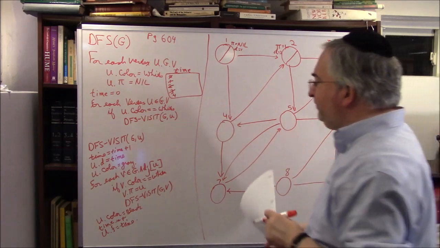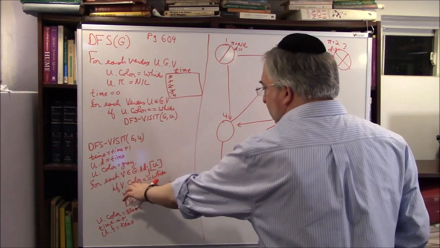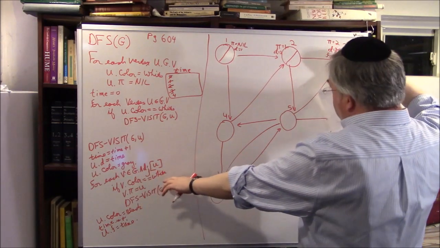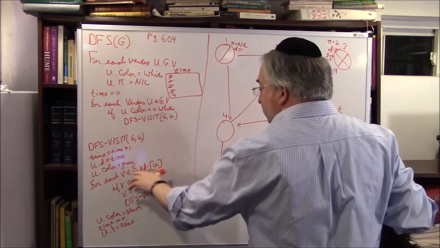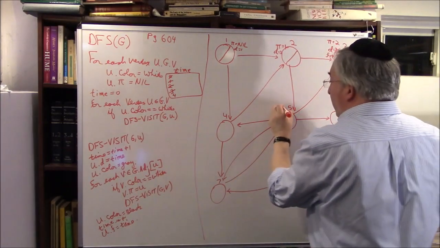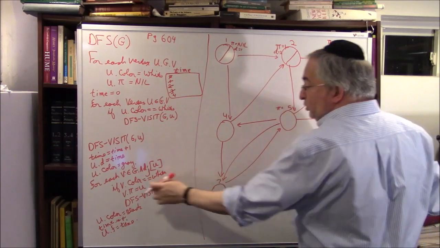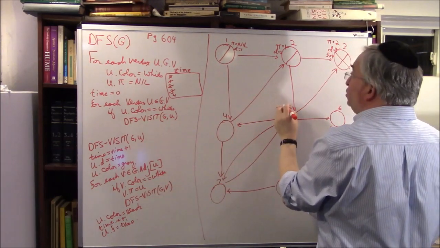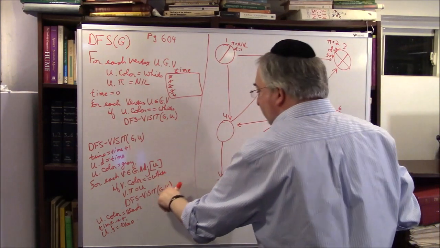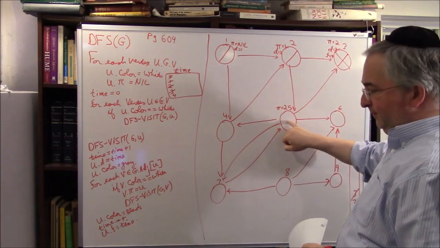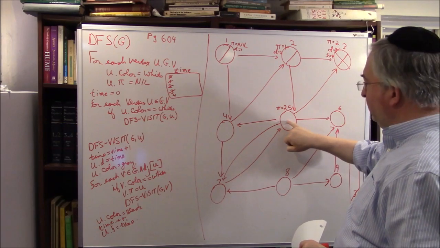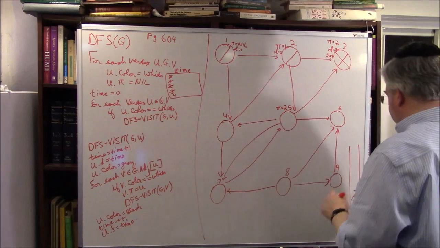I'm sorry. So we're now here. We're visiting 2's children. We visited 3. Now we're visiting 5. For each vertex, if color is equal to white, then parent is equal to U. So its parent is 2. Very nice. DFS visit 5. Let's go visit 5. Okay, so now we go visit 5. So I have to put this in here. 5.